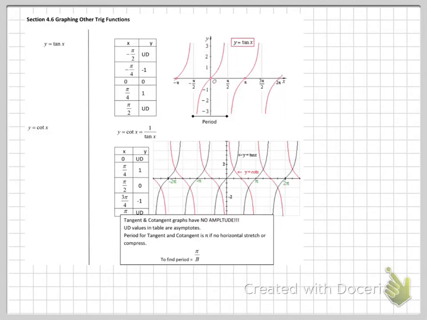Section 4.6, Part B, graphing the rest of our trig functions. So all we have left is tangent and cotangent to graph. For tangent, we're going to use a table, and we're going to think about that unit circle. So if you imagine the unit circle.